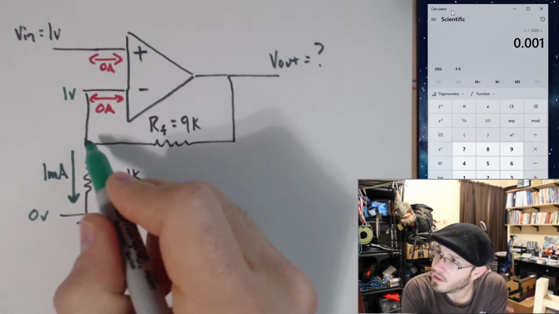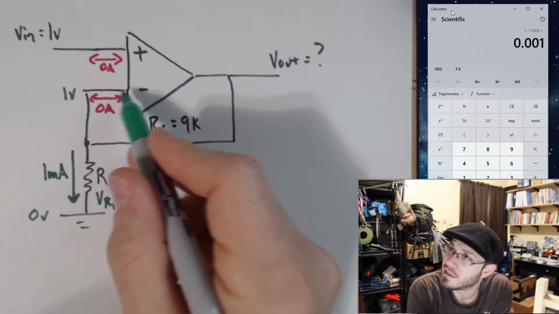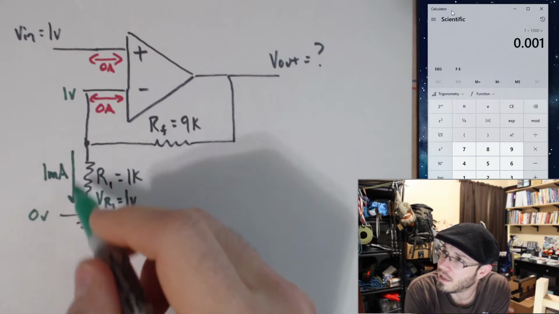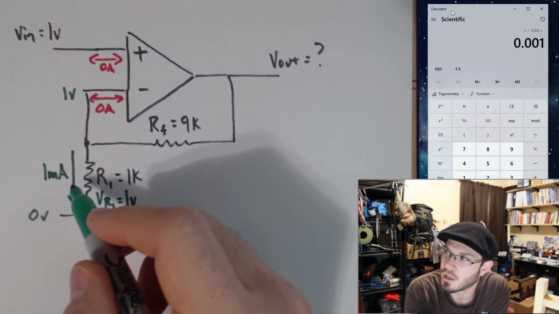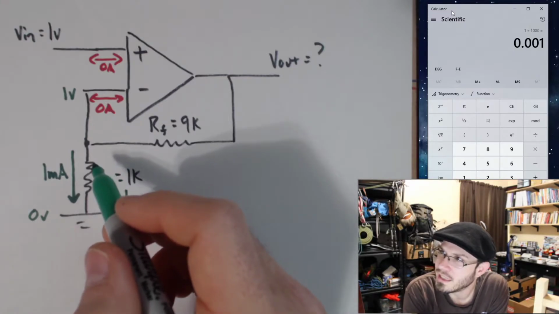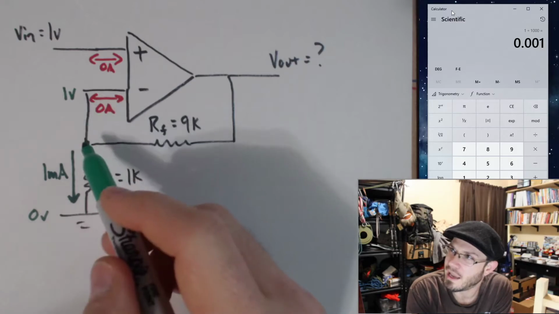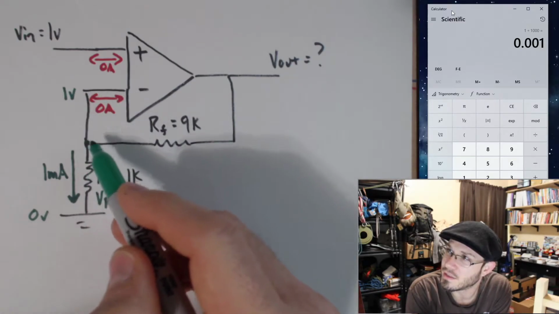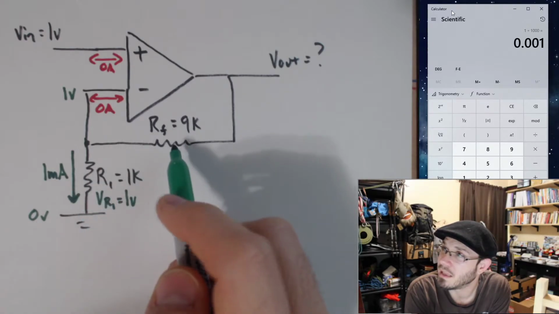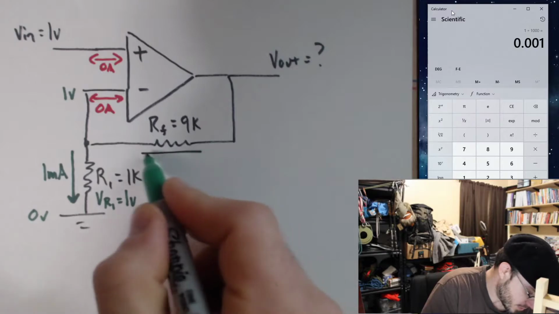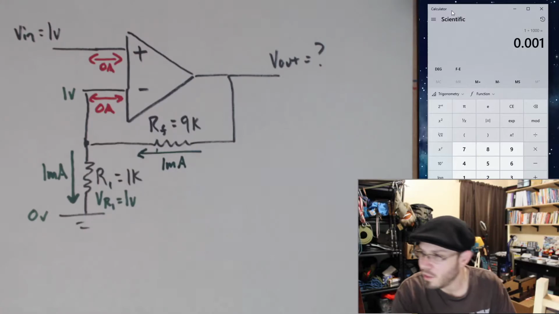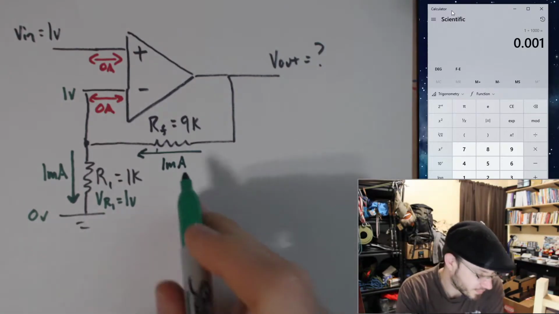Well, look what we have here at this node. I have 0 amps coming in or out of this wire, and I have 1 milliamp going this way. Kirchhoff's current law, right? The sum of the currents entering a node must equal the sum of the currents leaving that same node. So if I have 0 amps going into this node, and I have 1 milliamp leaving, then I must have 1 milliamp going through our feedback resistor.